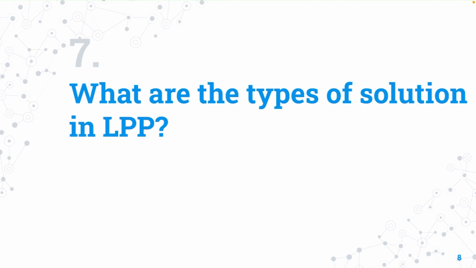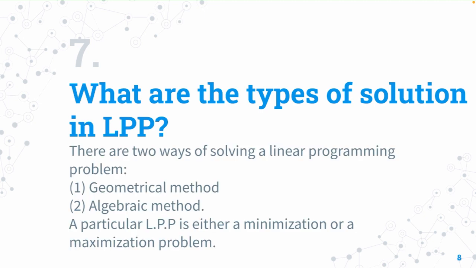What are the types of solution in linear programming problems? There are two ways of solving linear programming problems: the geometrical method and the algebraic method. A particular LPP is either a minimization or a maximization problem.